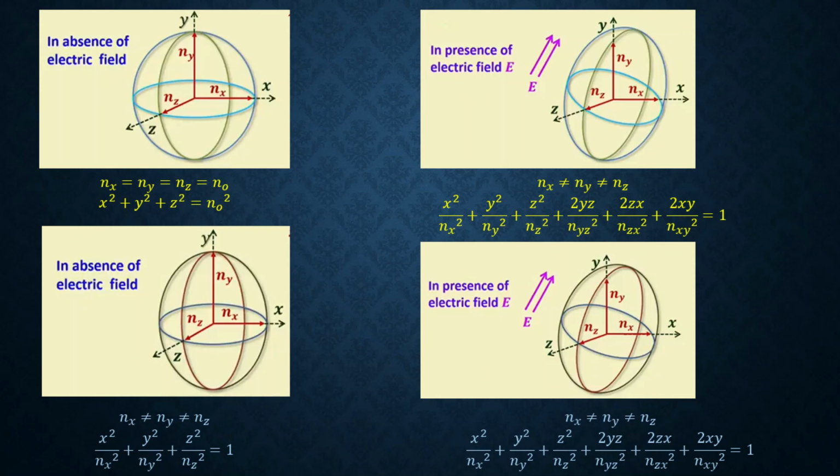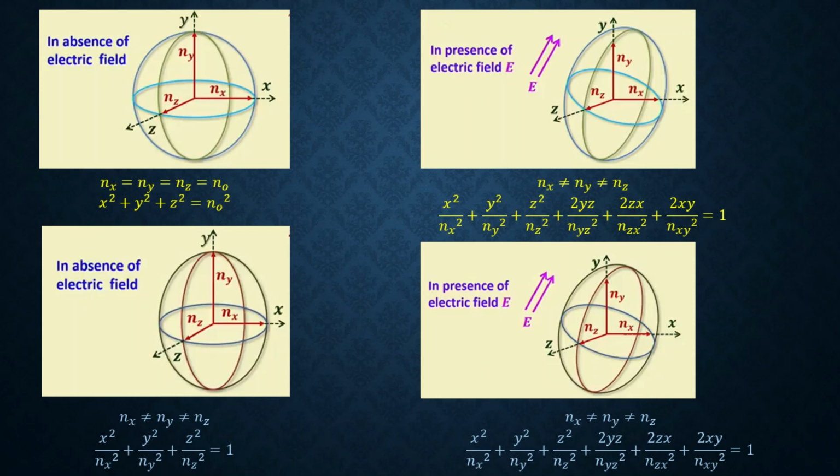So nx, ny and nz are equal, and it is defined as x square plus y square plus z square is equal to n0 square, where n0 is nx, ny and nz. So for an isotropic medium in the index ellipsoid, nx, ny, nz are equal, and equal to n0. So this equation becomes a sphere, and the equation is defined as x square plus y square plus z square is equal to n0 square.